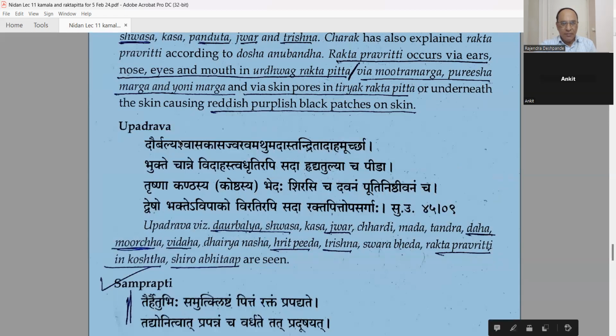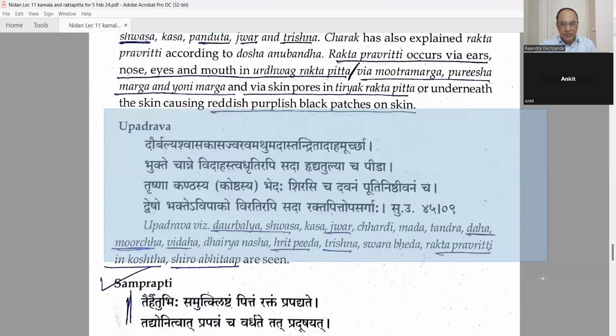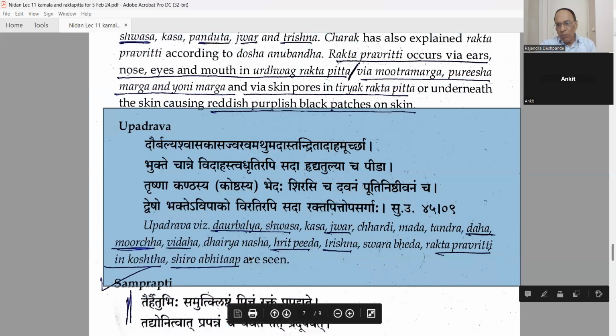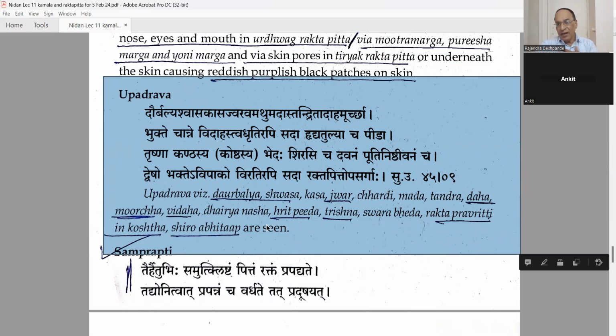Can you see? Upadrava. Complications. Most is a Daurbalya, naturally. Anemic condition will give the weakness. Shwasa, breathlessness. Kasa, cough. Fever, infection chances. Daha, burning sensation. Then Murcha, giddiness. Vidaha, Raktapitta. Chest, there will be pain. Trishna, Rakta Pravrutti in the Koshtha, and Shiro Abhitab. Head will be little bit exhausted.